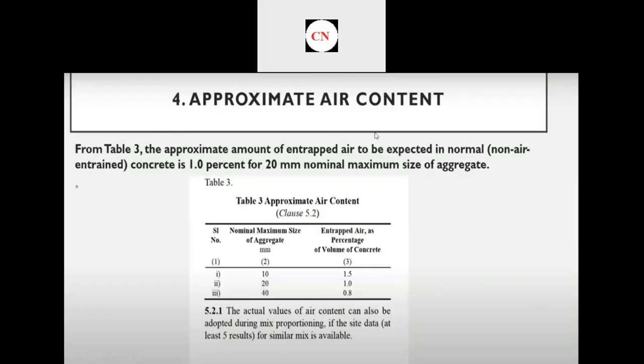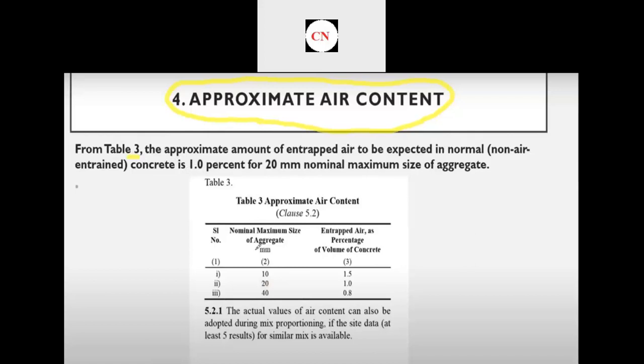Next is the approximate air content. This is the new step which has been introduced recently in the updated version of the code, IS 10262:2019. From Table 3, we have to refer there in the updated code IS 10262:2019.